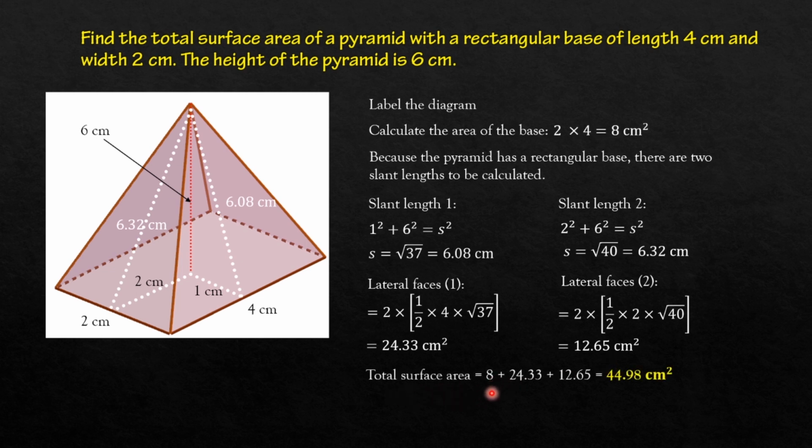The total surface area, therefore, is 8, which is the base, plus 24.33, plus 12.65, which will give you 44.98 square centimeters for the total area of this pyramid.